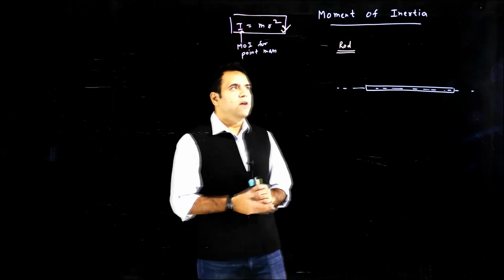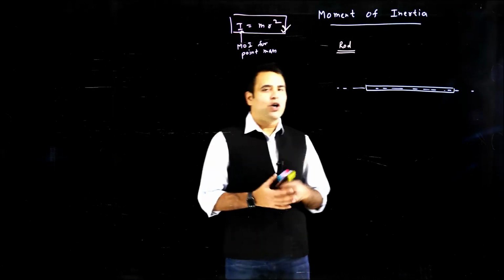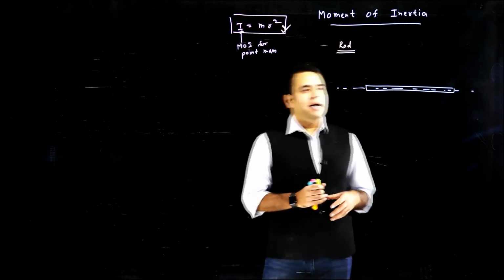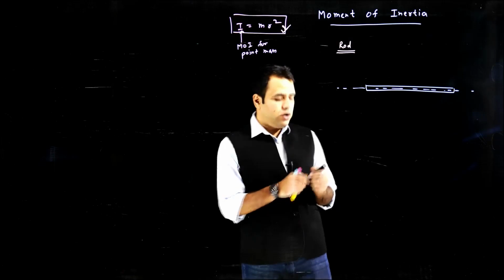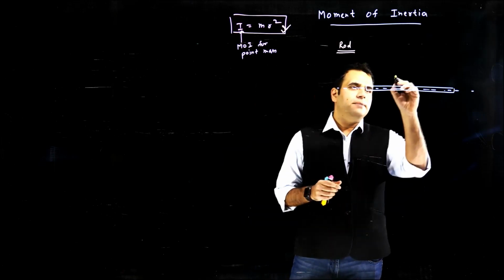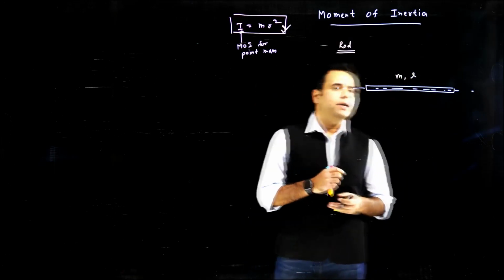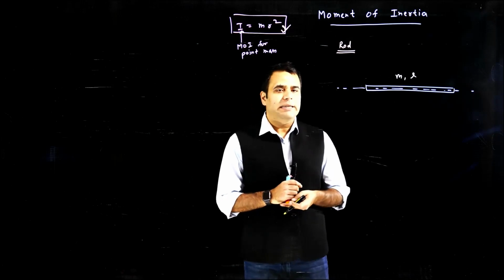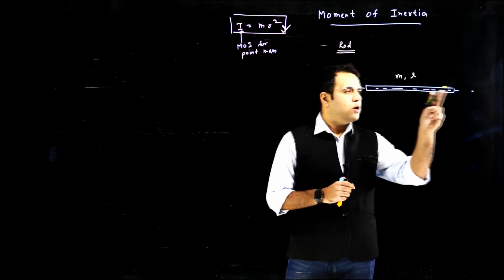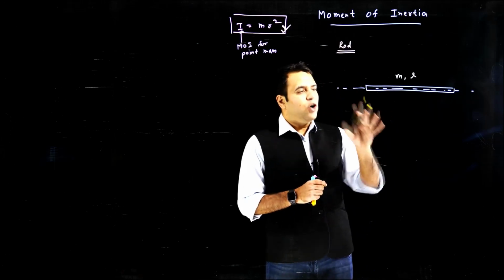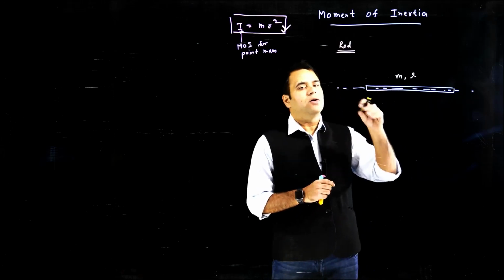Hello. Now we will calculate the moment of inertia for a rod, and this time the axis is passing through the rod itself. So I have a linear object, which is a rod. The mass of this rod is m and the length of the rod is L. I want to calculate the moment of inertia for this rod about the axis which is passing through the rod itself, meaning all the masses, all the points on the rod are lying on the axis itself.